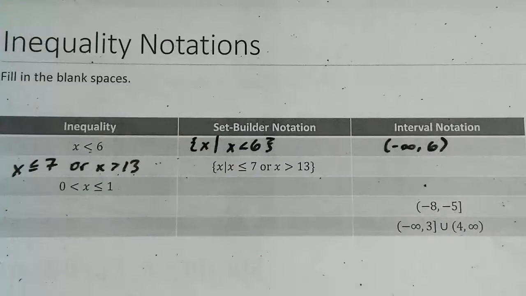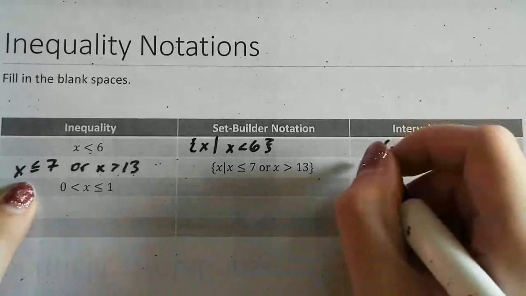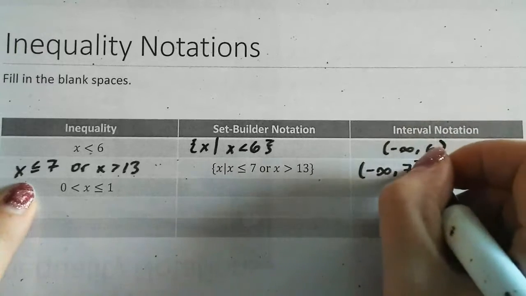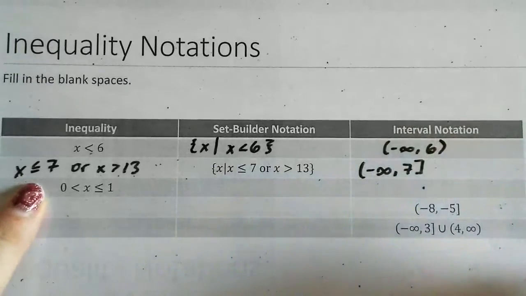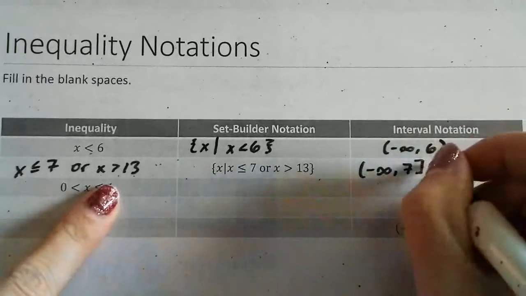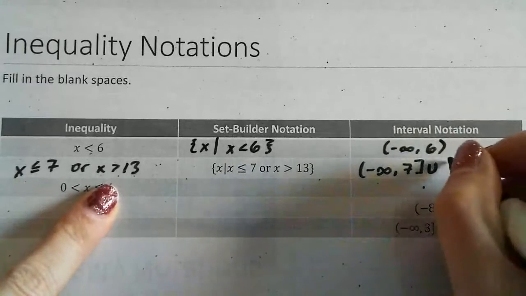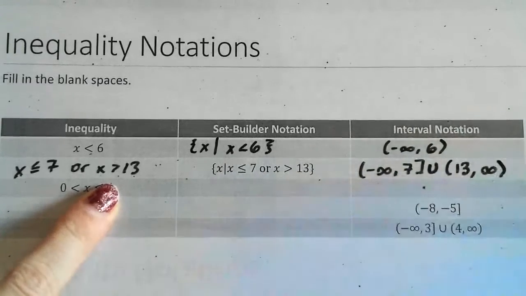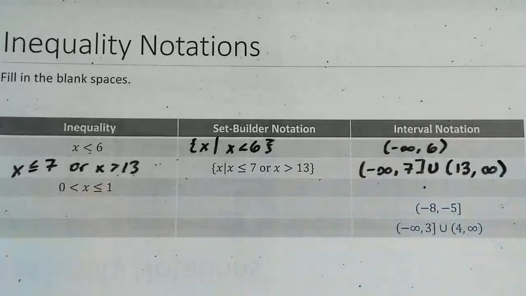This is a case where we have the or, so when I do my interval notation, I'm going to have two intervals with a union between them. So for x is less than or equal to 7, we will have negative infinity to 7. 7 gets a bracket because x can be equal to 7. Or gives us the union. If x is greater than 13, that tells us 13 to infinity. We get parentheses on the 13 because x cannot be equal to 13.